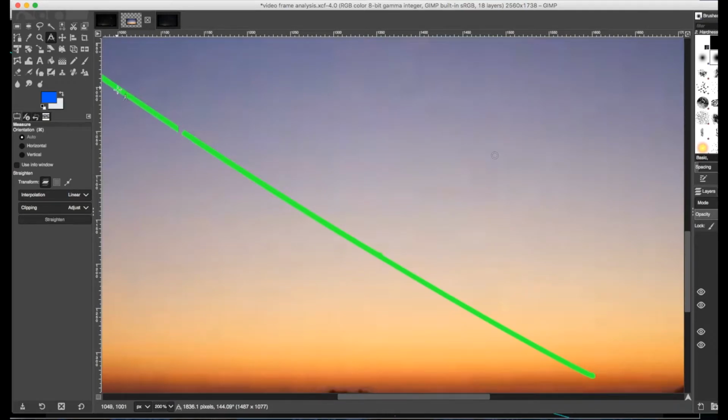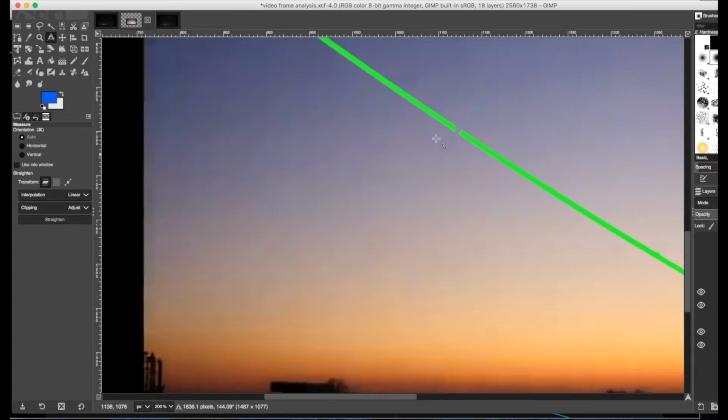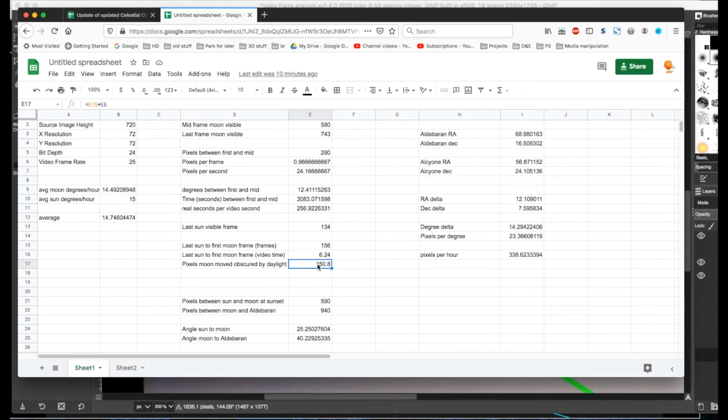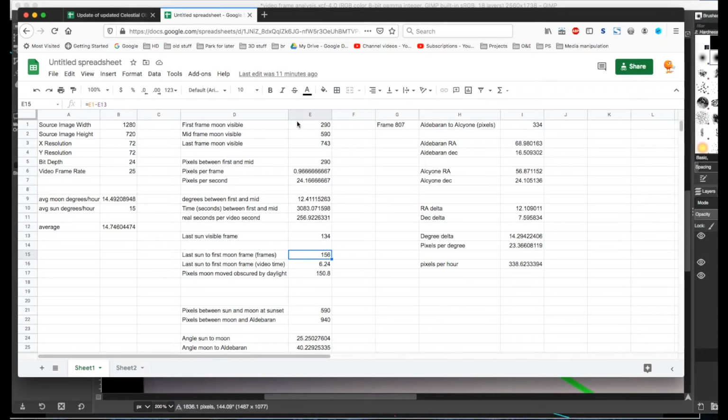So here what I did was I drew a spline curve that intersects all of the points where I saw the moon, and then I extended it up past the first point where the moon showed up, which is right there. Working backwards, I got 150.8 pixels. Knowing that I had 6.24 seconds of time lapse, if I subtract the sun's last visible frame from the moon's first visible frame, I arrived at 156 frames. I ended up using 156 multiplied by 0.9666, which gave me 150.8 pixels.